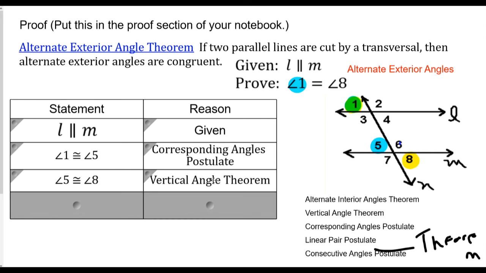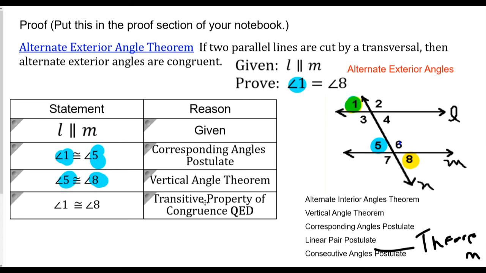Alright, so right now it's going to be very similar to what we were doing in the alternate interior angle theorem. I have that angle 1 is going to be congruent to angle 5. And angle 5 is congruent to angle 8. So just like in the alternate interior angle theorem, we're going to be able to use the transitive property of congruence to say that angle 1 is congruent to angle 8. Again, angle 1 congruent to angle 5, angle 5 congruent to angle 8. So since angle 1 and angle 8 are both congruent to the same angle, we can say that by the transitive property of congruence, we have proved that angle 1 is equal to angle 8, which is our alternate exterior angle theorem.